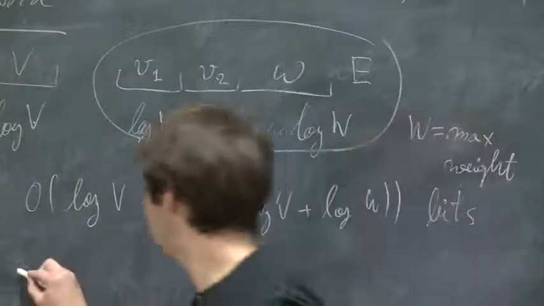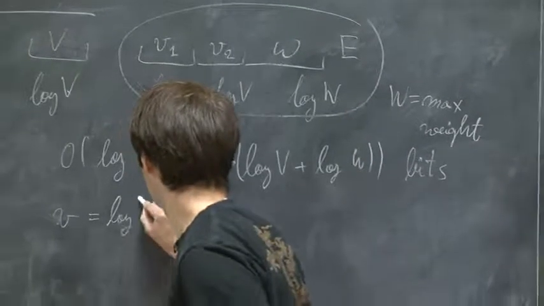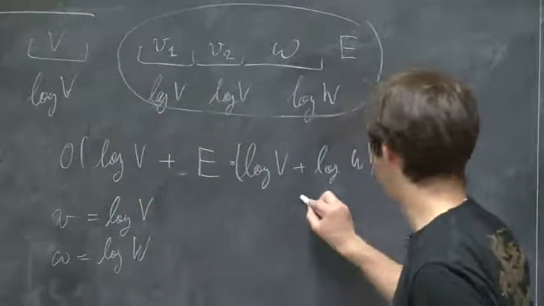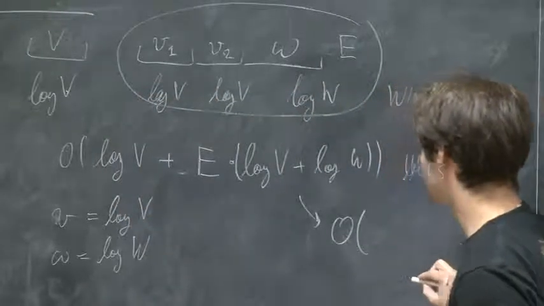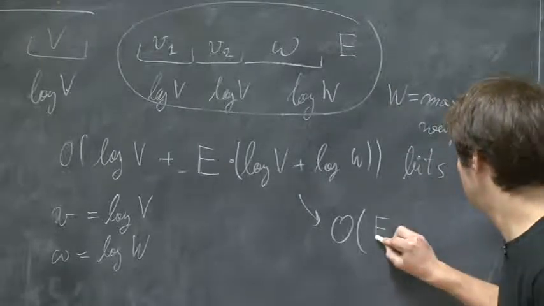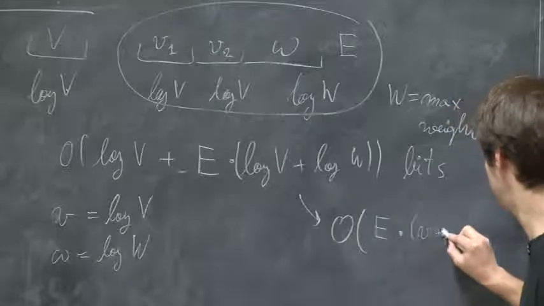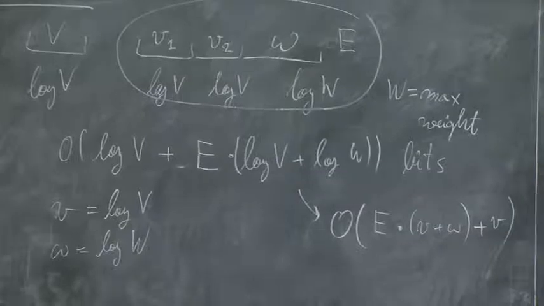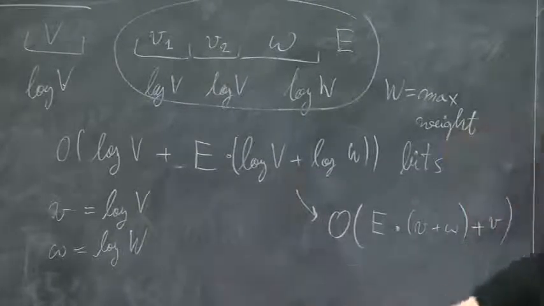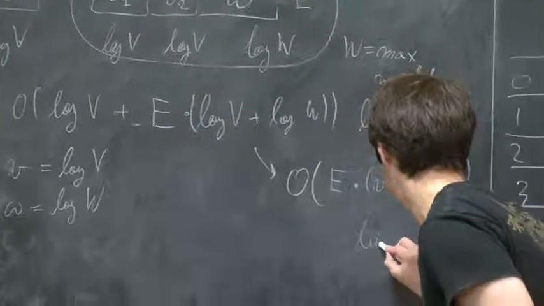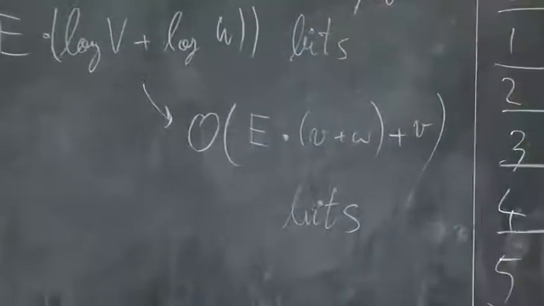Okay, now let's say little v is log V, little w is log W. So then this is order of how many bits do I have here? E times v plus w plus v, right? I just replaced the logs with these variables. This is how many bits.